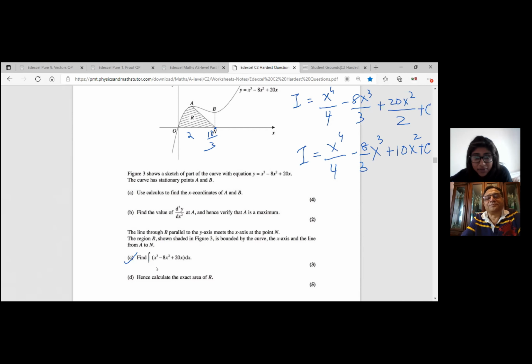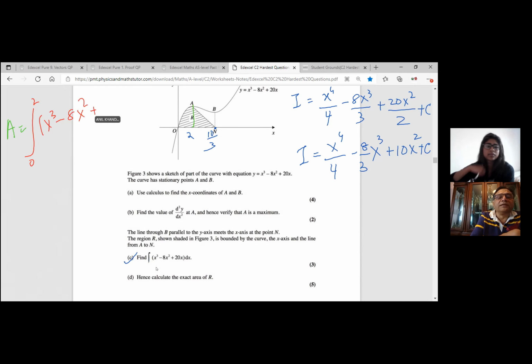So, my thought is, see, the thing is, I was going to make a triangle, and I was thinking you have to do it from 0 to 2. You're right. So that is what you have to do. So you have to find the integral from 0 to 2 of this equation, which is x cubed minus 8x squared plus 20x, correct? dx. So you get this integral, so you get that area. Is that clear to you?